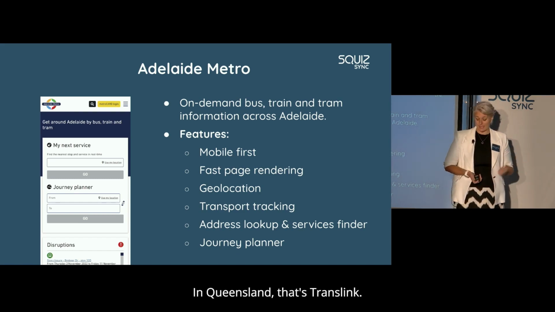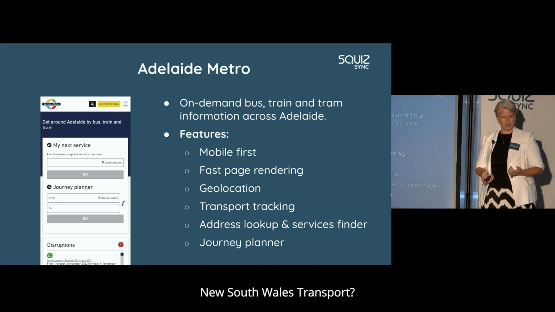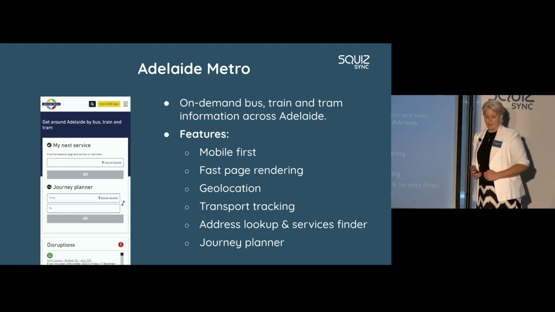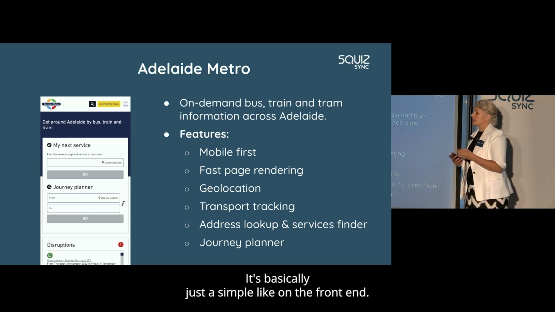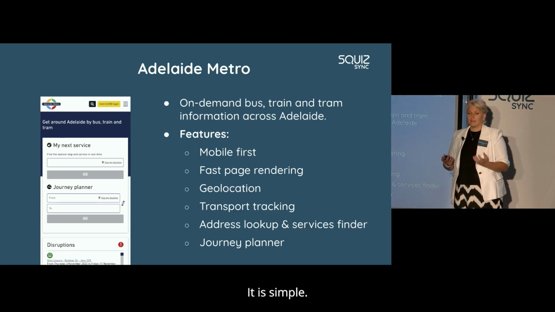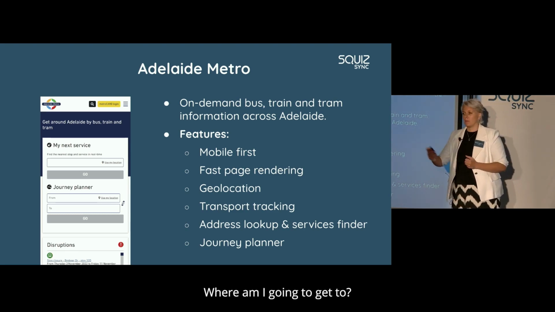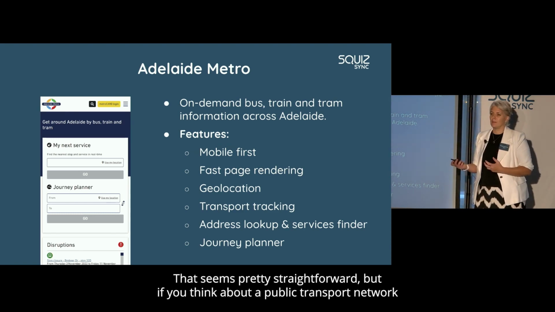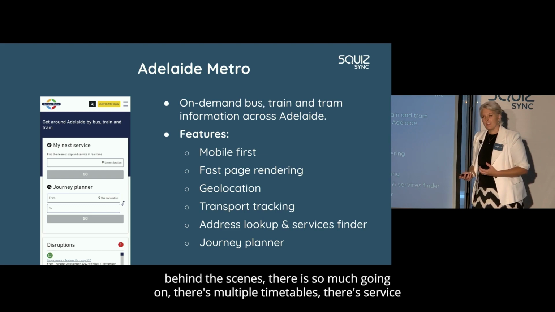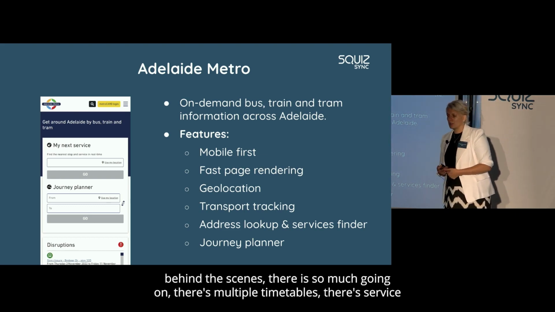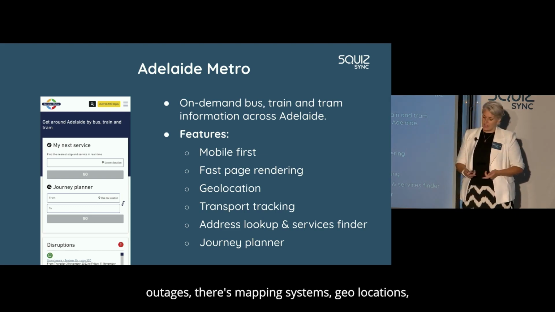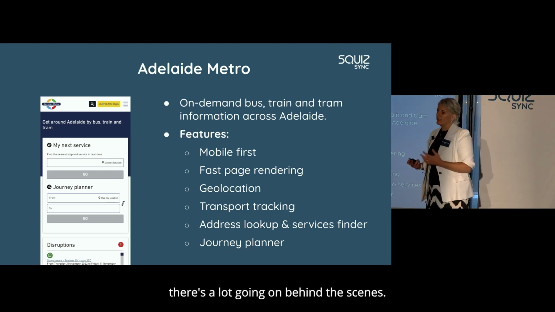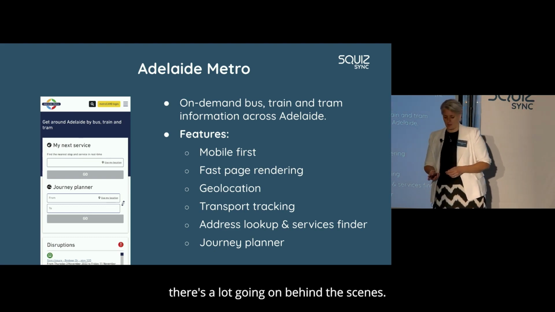In Queensland, it's TransLink. New South Wales Transport, would that be the New South Wales equivalent? Anyway, it's basically just simple. Like on the front end, it is simple. You want to go, where am I now? Where am I going to get to? That seems pretty straightforward. But if you think about a public transport network, behind the scenes, there is so much going on. There's multiple timetables, there's service outages, there's mapping systems, geolocations. There's a lot going on behind the scenes there.